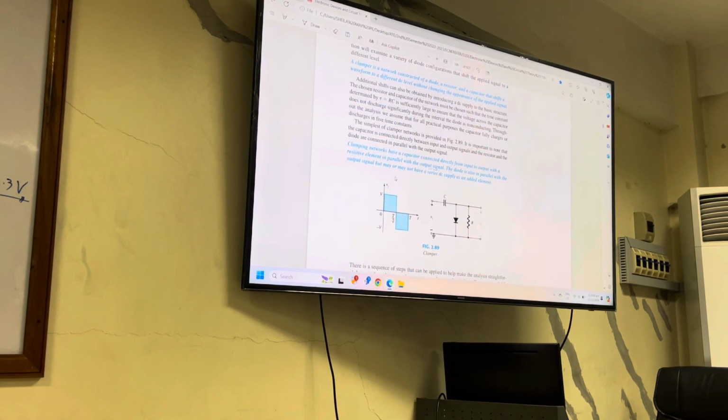Okay. So for clamping networks, have a capacitor connected directly from the input to output, with a resistive element in parallel. Okay? Si resistor parallel ni diode. The diode is also parallel with the output signal. Okay? But may or may not have a series DC supply as an added element.